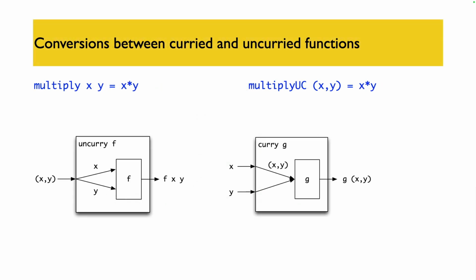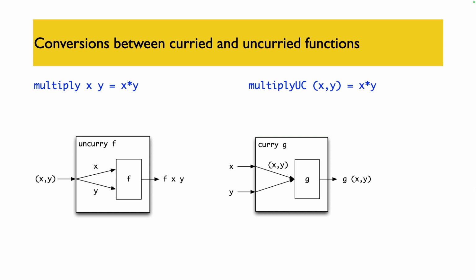Now we can write functions that convert between curried and uncurried representations. You can see in here a diagram of what goes on inside uncurry of f. What uncurry of f does is take a function f which is curried and get it to apply to a pair x comma y. And what we have to do there is first split the x and y into 2 components and only then apply f to them.